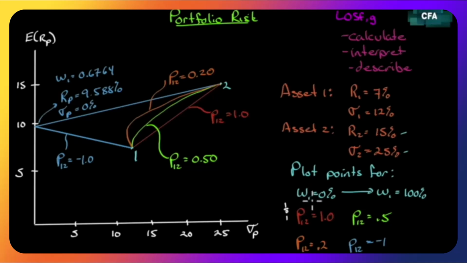Now let's move W1 to 1%. So 99% of our money is in asset 2. 1% is in asset 1. We slowly start moving down the line. It's a straight line.